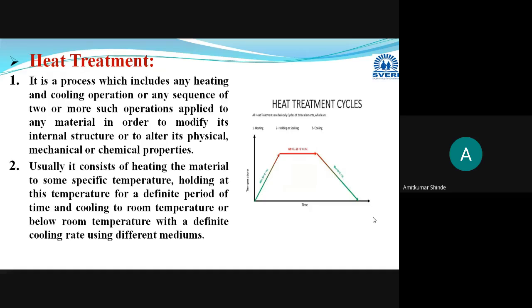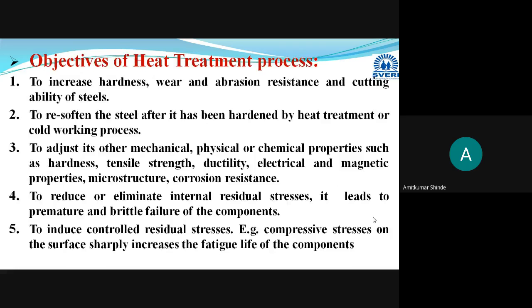Then after this, we will discuss why we are conducting this heat treatment process, whichever steps are there, why we are following them, and what the purpose is. Here, our ultimate aim is to change the properties, to change the physical, mechanical, or chemical properties. Which properties can be changed or altered is nothing but your objective. Why we are conducting the heat treatment process: ultimately, we want to change the properties according to our desire.